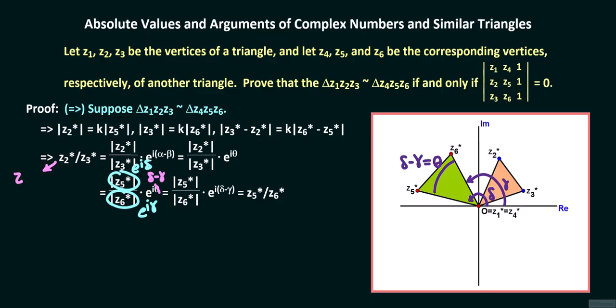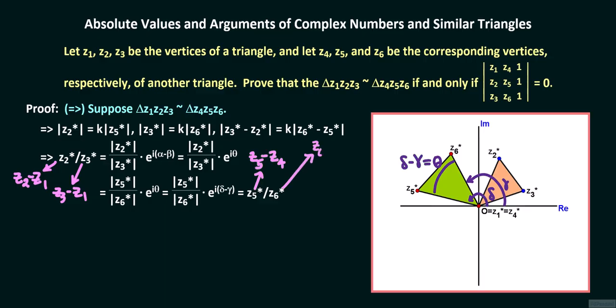Z2 star is Z2 minus Z1. Z3 star is Z3 minus Z1. Z5 star is Z5 minus Z4. And Z6 star is Z6 minus Z4. And we end up with this equation.